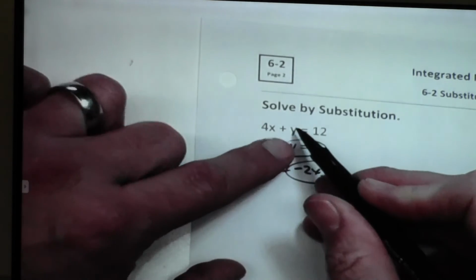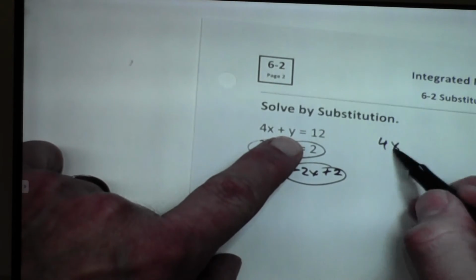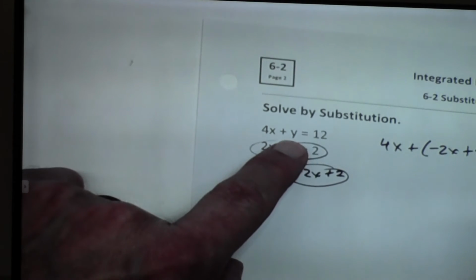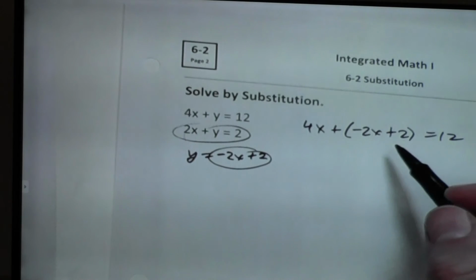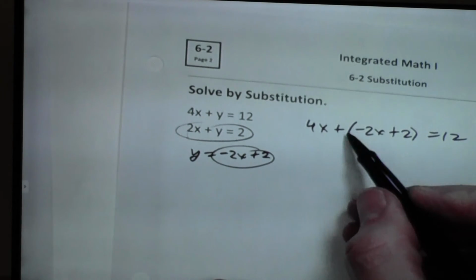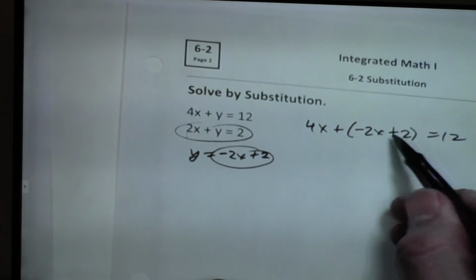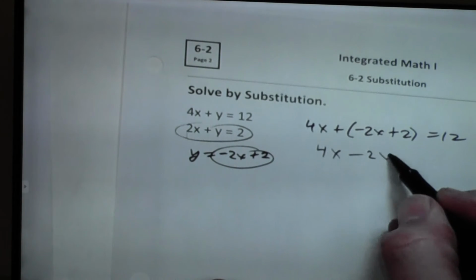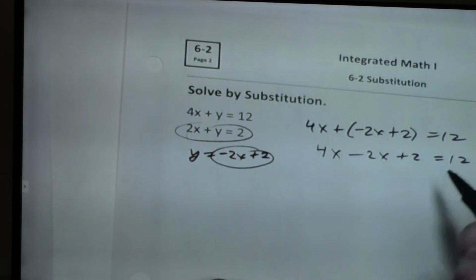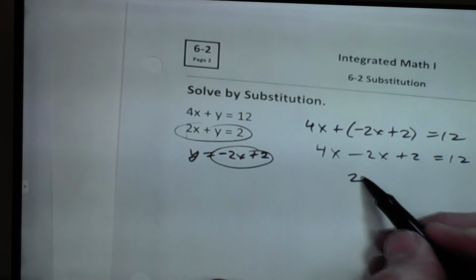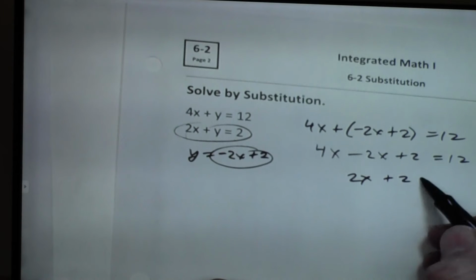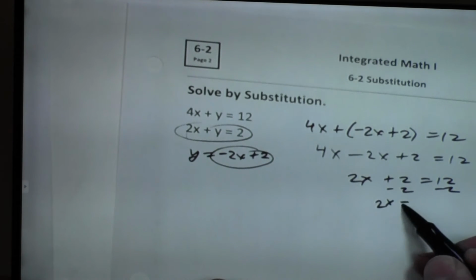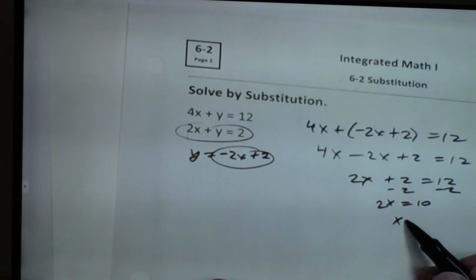And I know that's y, so I'm going to put it in here. 4x plus, I guess I'll do this, negative 2x plus 2 equals 12. Now, I'm adding, but not multiplying anything here, which means I will not end up needing these parentheses. I'm going to rewrite as 4x minus 2x plus 2 is equal to 12. 4x take away 2x is 2x plus 2 is equal to 12. Subtract 2 on both sides, so 2x is equal to 10, and divide by 2, so you get a 5.